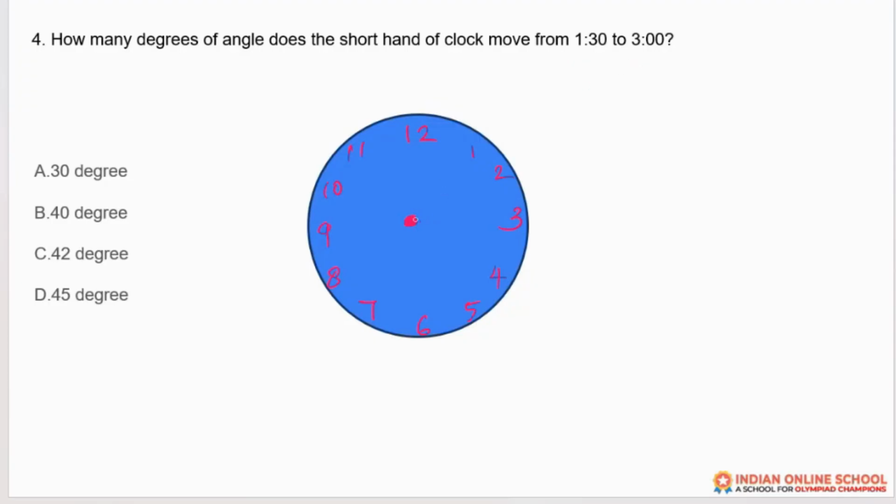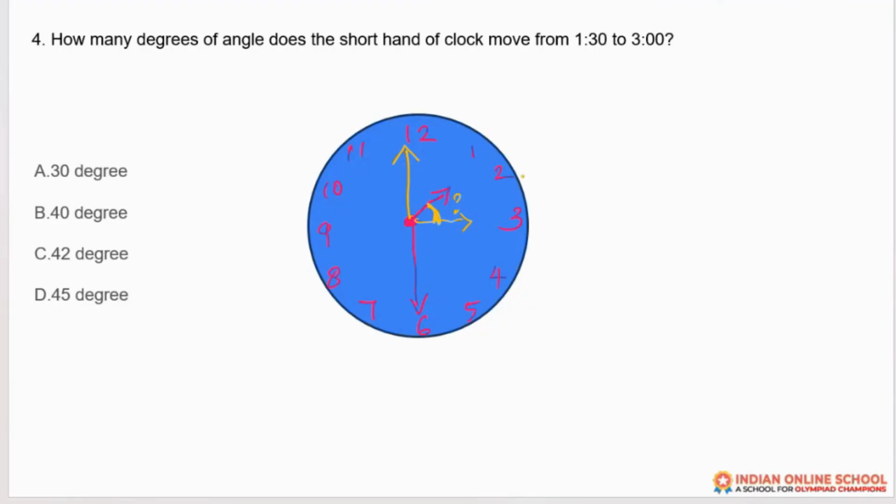Okay, so if it is 1:30, the short hand will be in between 1 and 2, and the minute hand will be at the 6 only, right? In the same case, when I take it as 3 o'clock, the short hand will be here and the minute hand at 12 o'clock, right? So from here to here, this is the angle we have to find. What is this angle?